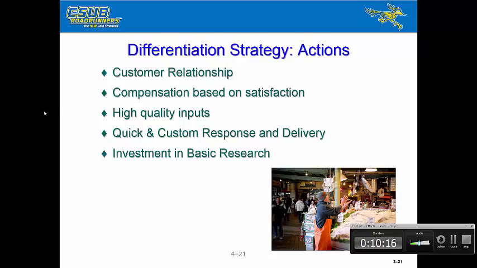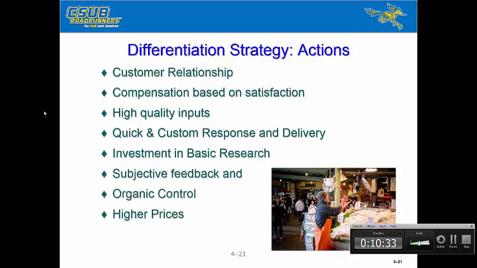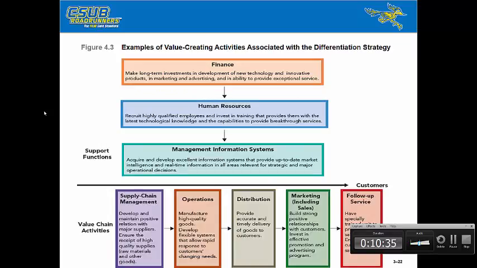Investing in basic research. There's R&D which creates high quality, and there's R&D which creates low costs. So R&D is also an effective strategy for differentiation. Subjective feedback, or organic control, and higher prices.